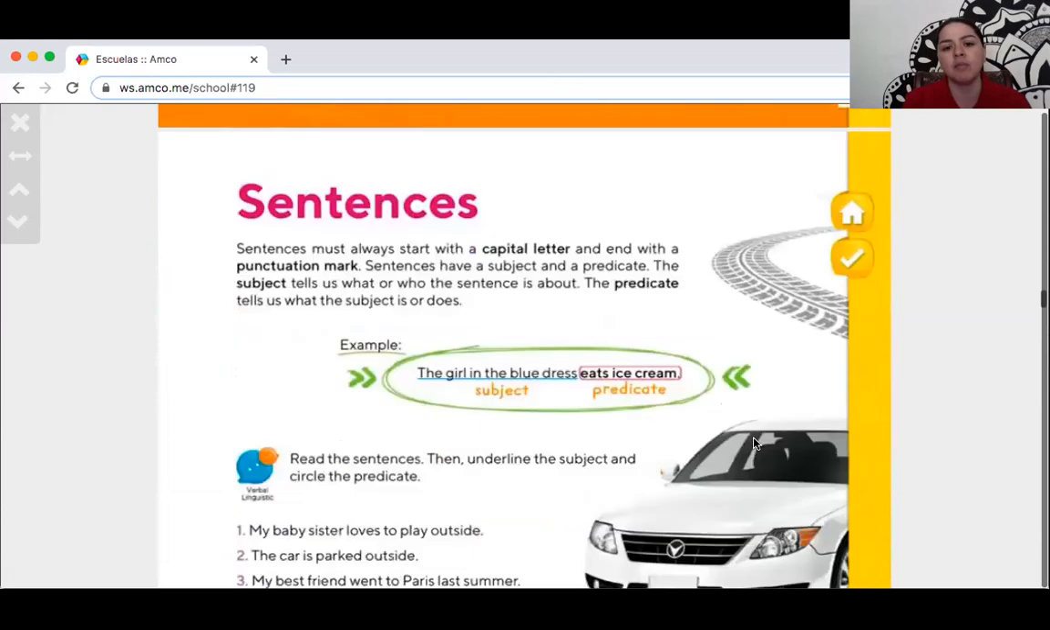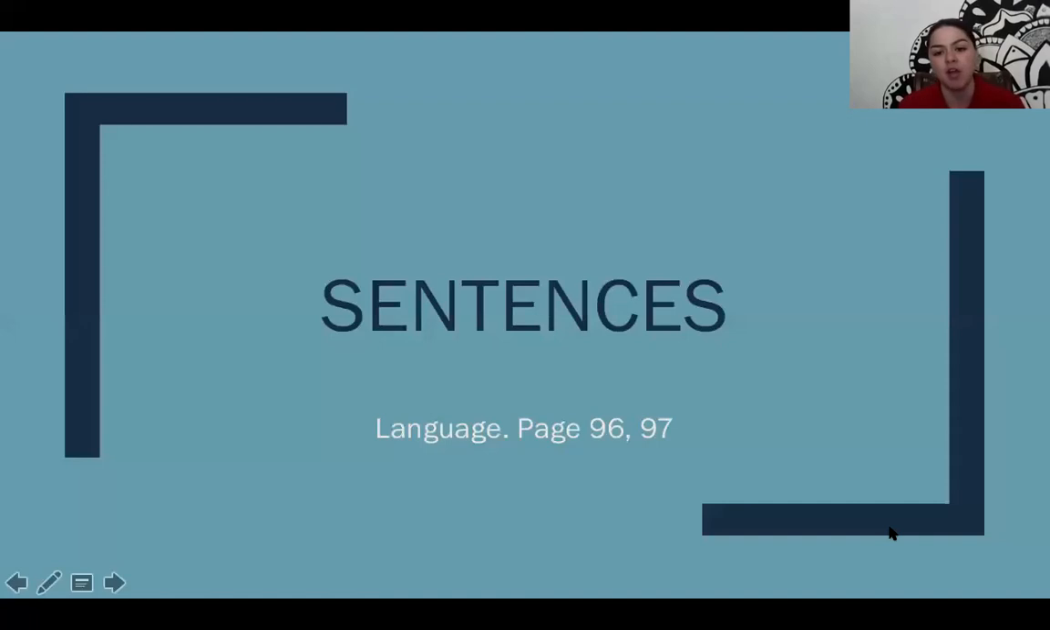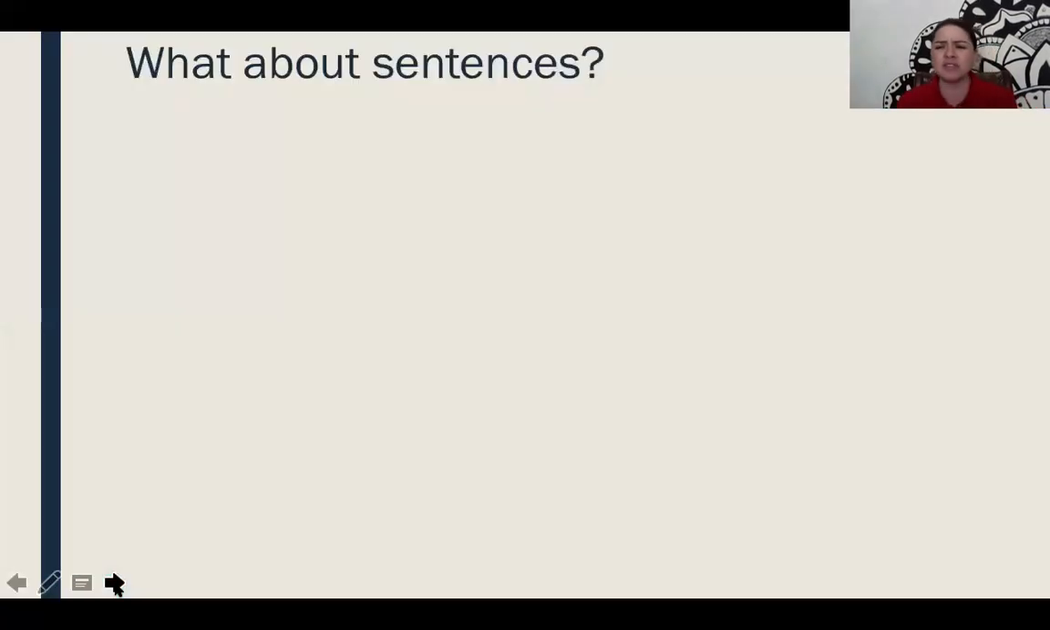Now, before we start our book, I will share you the presentation so the information is more clear. Okay, like I told you, we are going to talk about sentences. That's great. It's a very, very easy topic. So, sentences. What can you tell me about sentences?